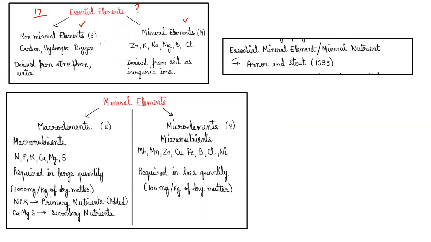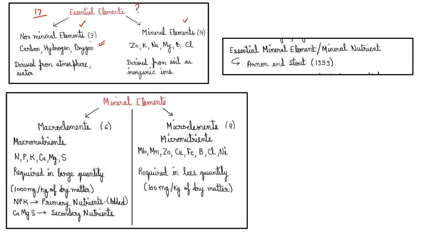Now, the examples are given here: carbon, hydrogen, oxygen are non-mineral elements, whereas the other ones are the mineral elements, which include zinc, potassium, magnesium, boron, chlorine. Okay, so these are 14. And non-mineral elements like carbon, hydrogen, oxygen, these are 3. So in total there are 17 essential elements. You should be knowing what is the criteria that divides the elements into essential elements.